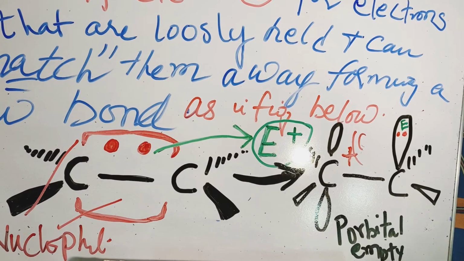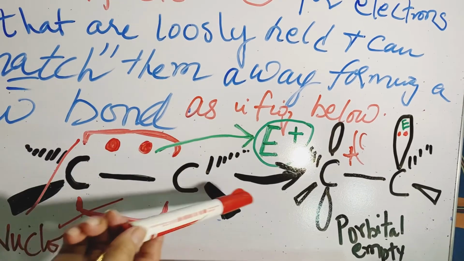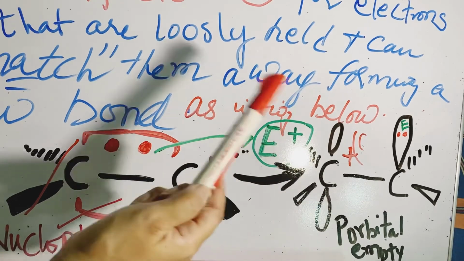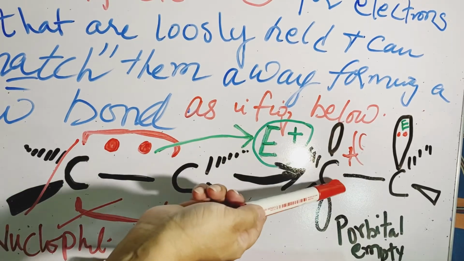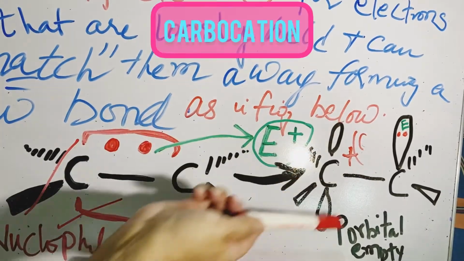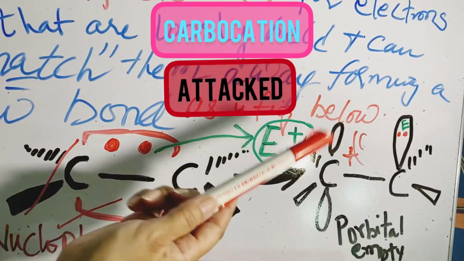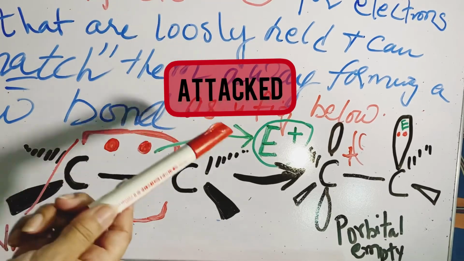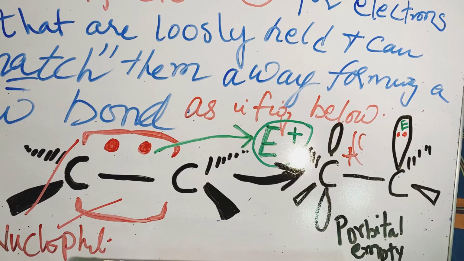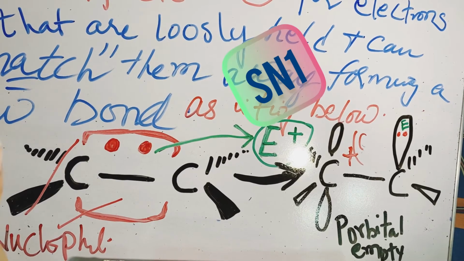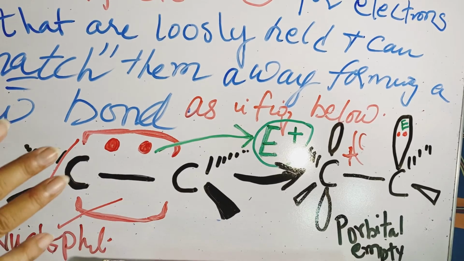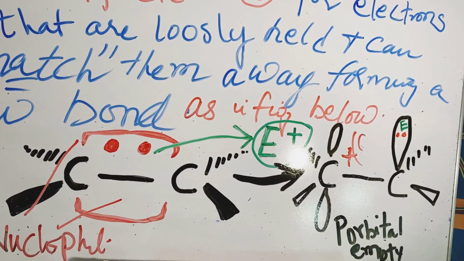Now, many of the addition reactions proceed further. Here the reaction is not stopped. They proceed further by a second step in which the carbocation, that is this one, is attacked by what? By a nucleophile, just like in the second step of the SN1 reaction. If you have read the SN1 reaction, in the second step of that reaction the same thing happens: the carbocation is attacked by a nucleophile.